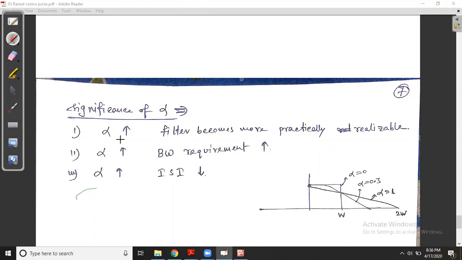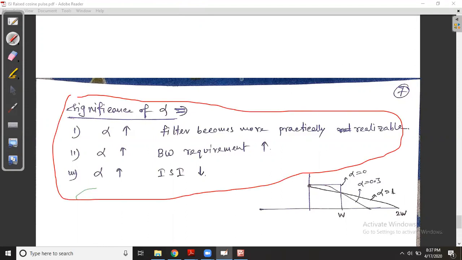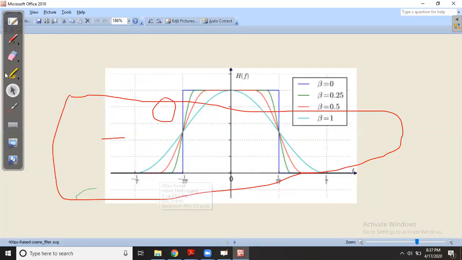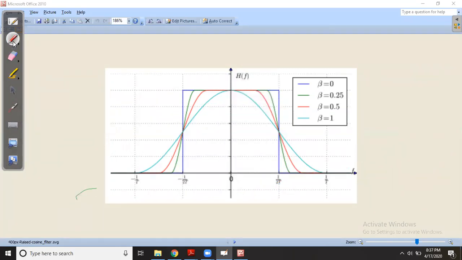Now, this is the case. Already I discussed this part: the significance of alpha or beta, the roll-off factor. As we are increasing the value of alpha, we can see from this diagram that the brick wall pulse is not a brick wall pulse, it is changing its shape, and it is this sky blue line, like that. So this kind of pulse is possible to realize.